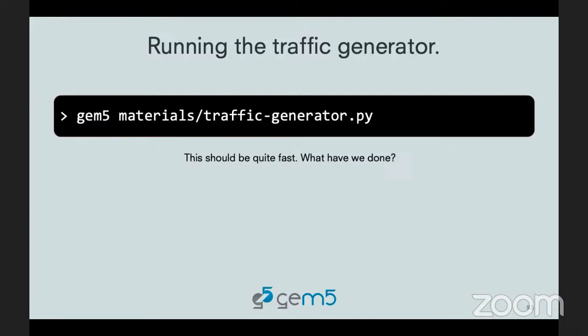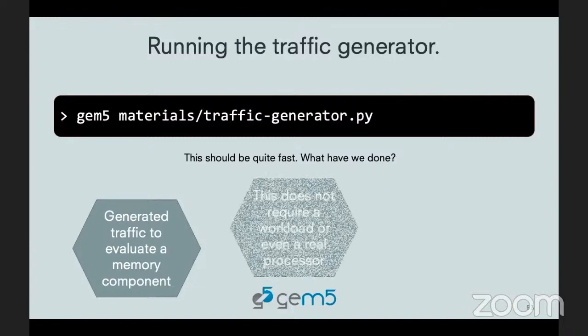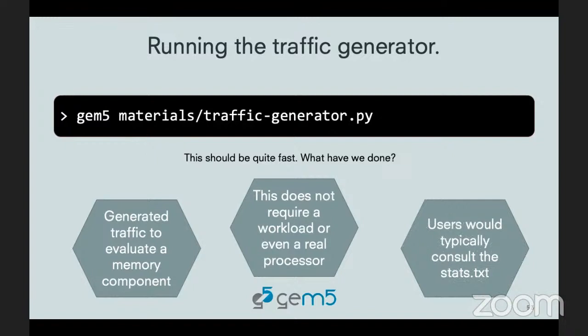So you can run the traffic generator with gem5, and then the traffic generator code. It should be very fast. We're simulating a very small amount of time. We've generated traffic to evaluate a memory component. You'll notice this doesn't require a workload or even a real processor, so that's an advantage of this. Users typically then consult the stats.py file to get whatever information they care about for the memory.